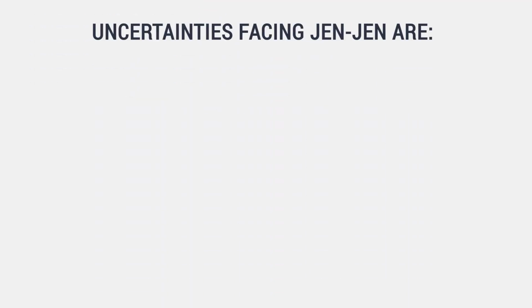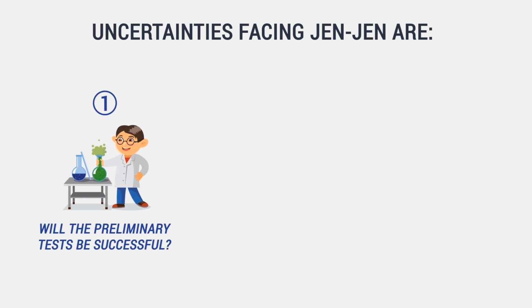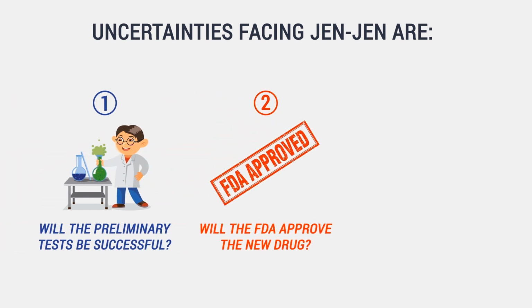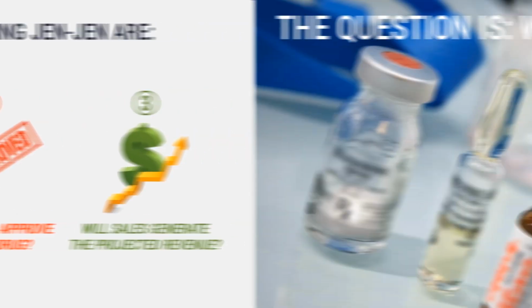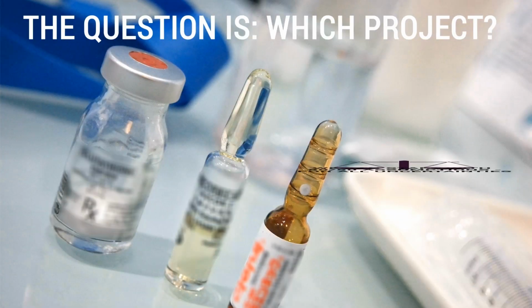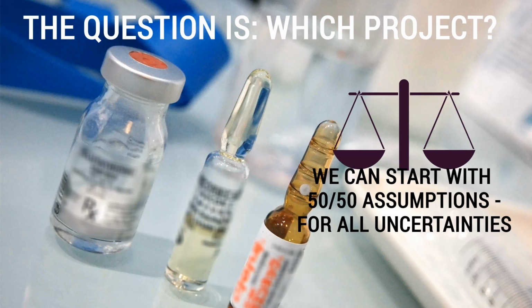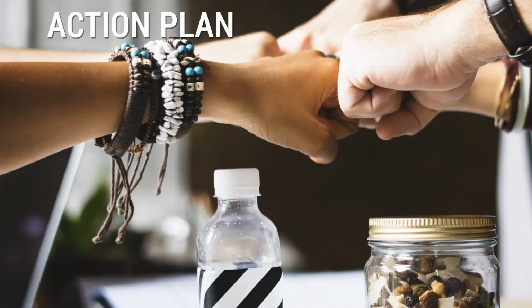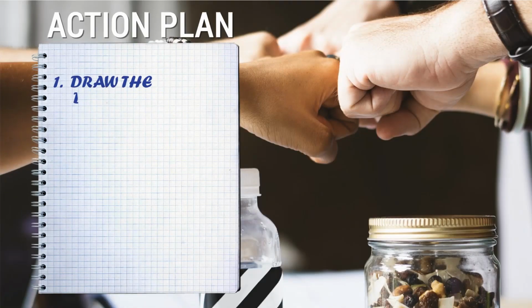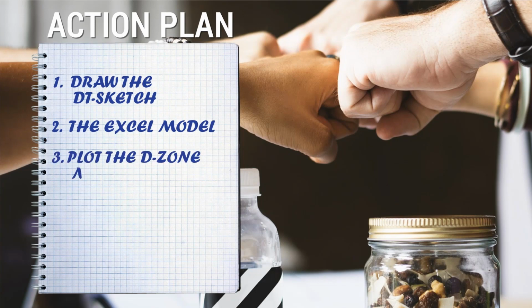Uncertainties facing Gengen are, will the preliminary test be successful? Will the FDA approve the new drugs? Will sales generate the projected revenues? The question for Gengen is, which product? We can start with a 50-50 assumption for all uncertainties, and then study the impact of such assumptions on the final decision. Action plan. First, draw the decision tree sketch, then develop the Excel model, then plot the D-zone map, and finally study the uncertainties.